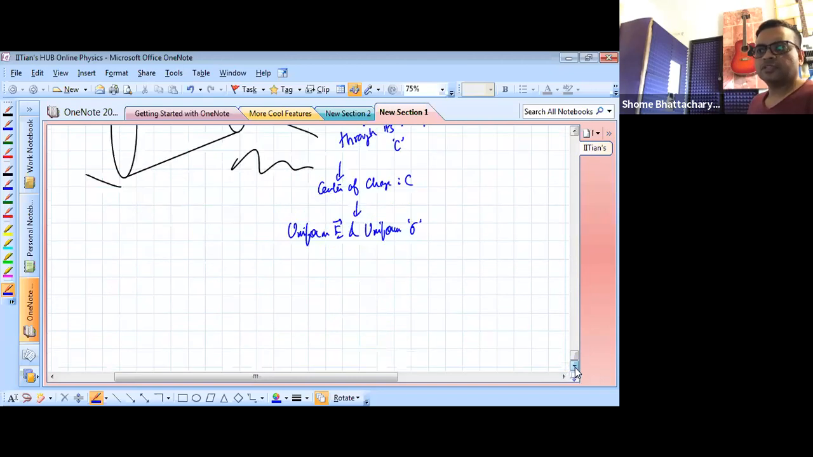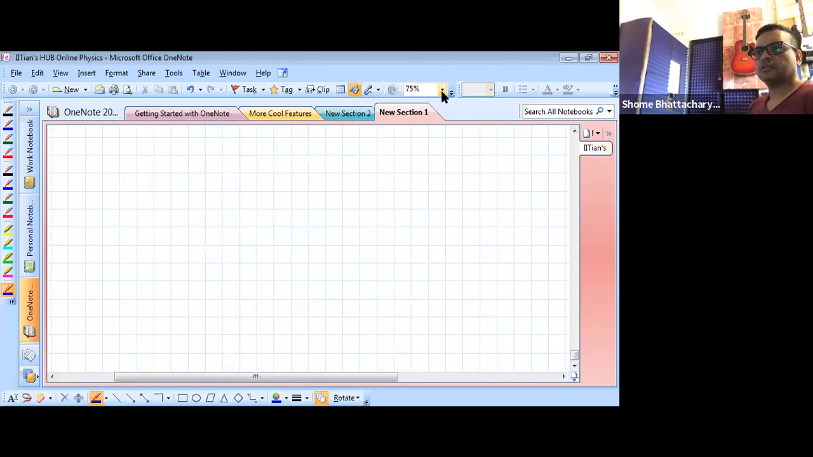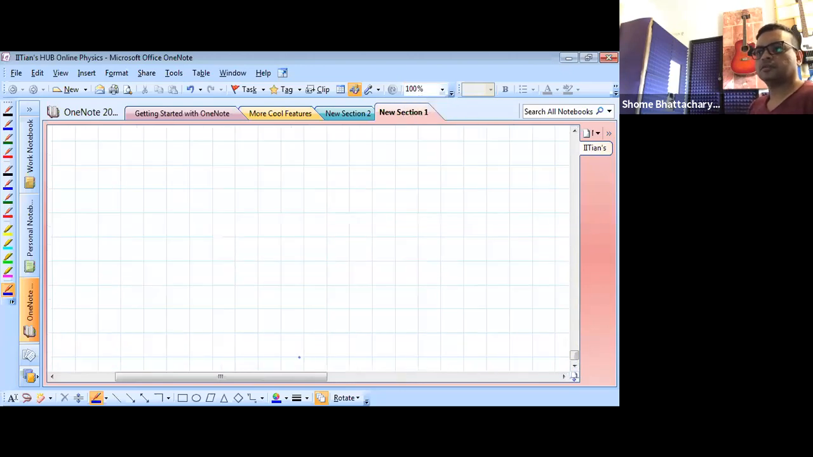Okay. So next you'll see what's happening here is, if we make a cross-sectional free body diagram kind of thing. So you can do the question in two ways.